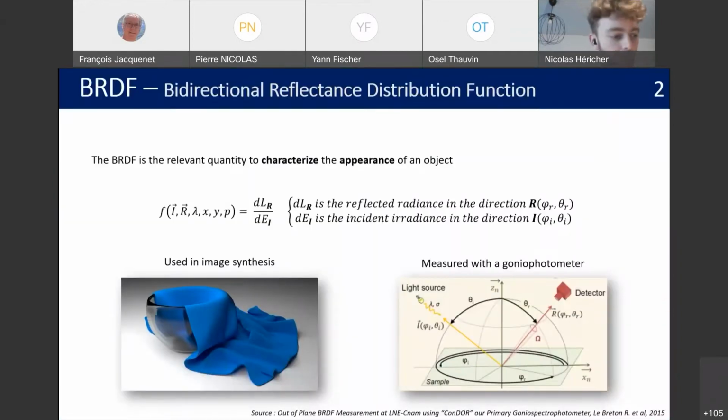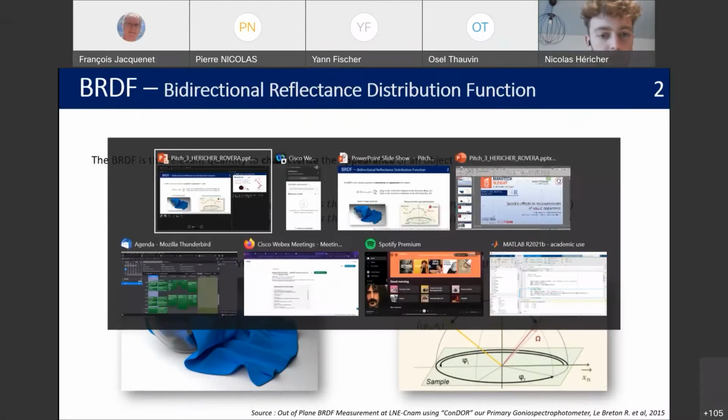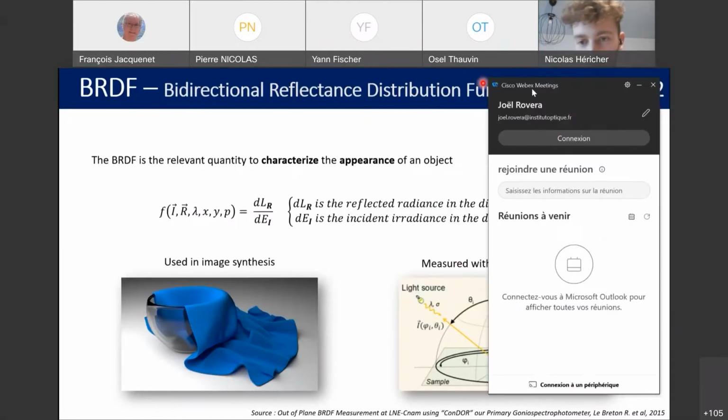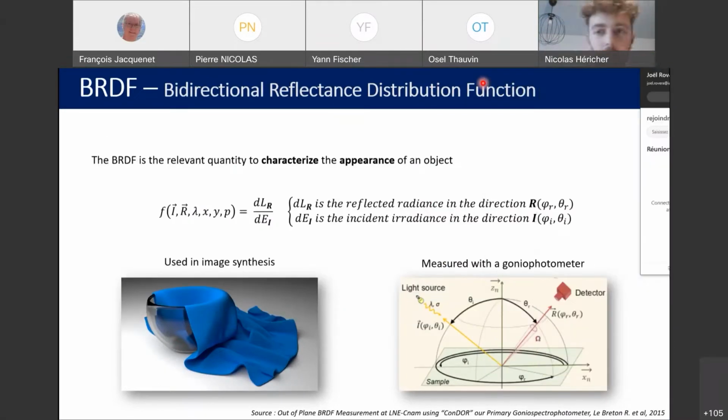So first, when we talk about visual appearance measurement, the BRDF is the relevant quantity. What is the BRDF? It's the reflected radiance over the incident irradiance. So it's a function of the incident direction, the reflected direction, the wavelength, and the position where you look at the BRDF. It is mostly used in image synthesis, and it's measured with a goniophotometer.